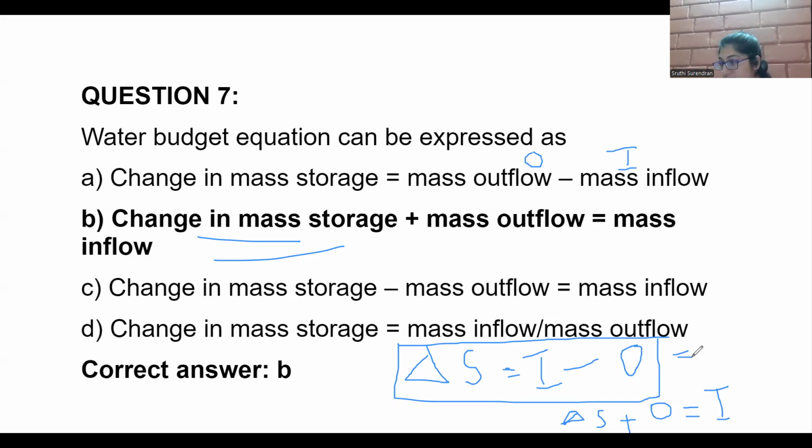I hope I made myself clear. So there are different storage components and different inflow components. It's not just rain that is an inflow. Even groundwater can come. Suppose there's an ocean and this groundwater is contributing into that ocean. Even that can be called an inflow.